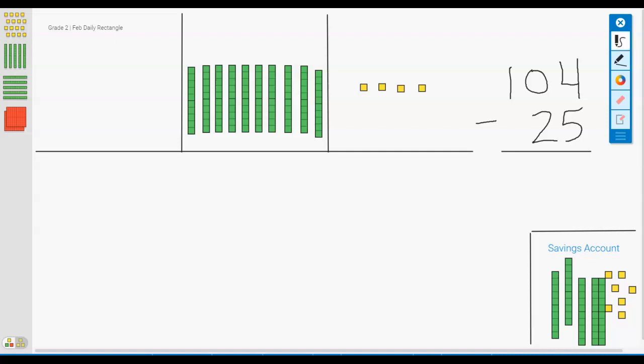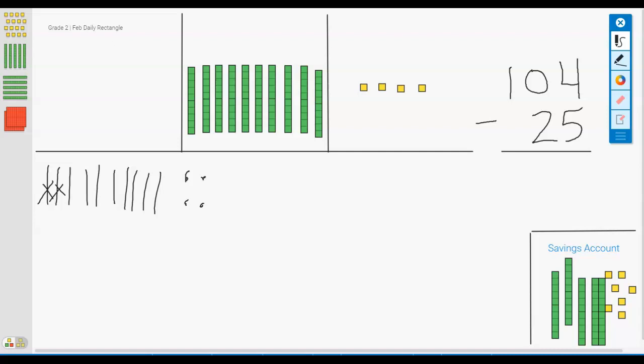So I will draw my 1, 2, 3, 4, 5, 6, 7, 8, 9, 10 tens for my 100, and 1, 2, 3, 4 more pieces for my ones. Now I know I need to take away 25. What's the first thing I could do? Show a connection if you're thinking about those two tens to take away 20. Well, that's a good place to start. I'm going to cross out two tens.